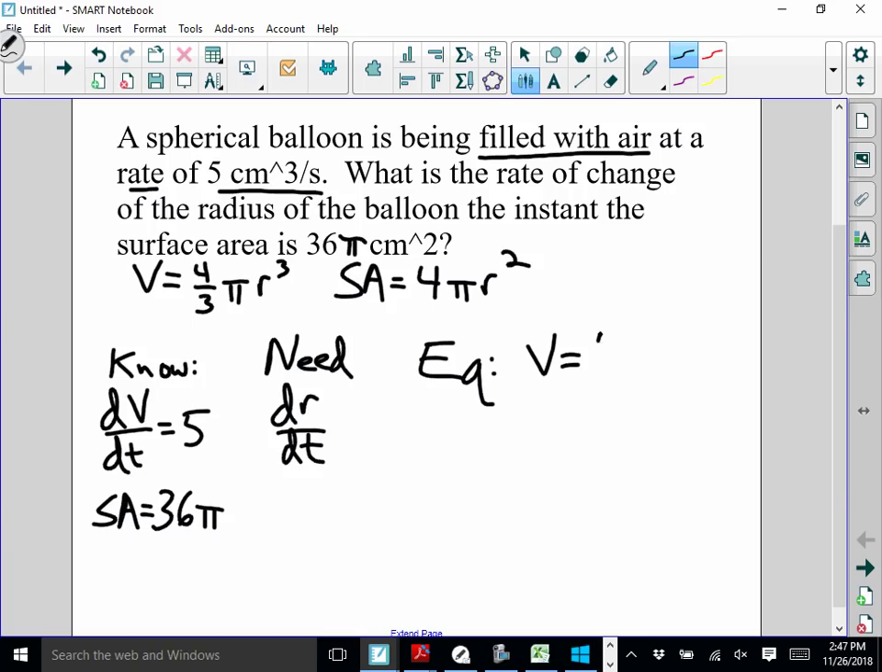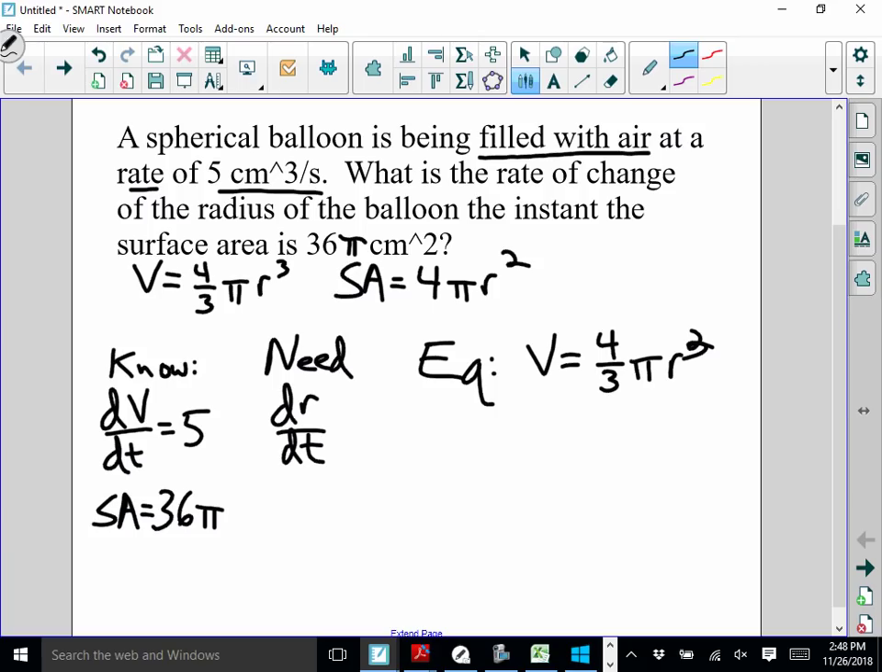When I derive this thing, I'm going to get dv/dt out of it, and I'm going to get dr/dt out of it with some other stuff. Oops, that should be a cube. Okay. So that leads me to choosing V as my derivative equation. If I chose my surface area equation, I'm going to get dSA/dt and dr/dt, and I don't know the rate of change of the surface area. So that doesn't help me very much. Right? So I have to use this one to be my equation to derive.